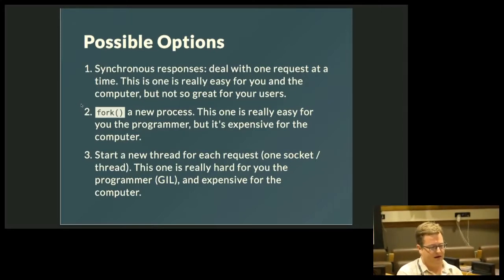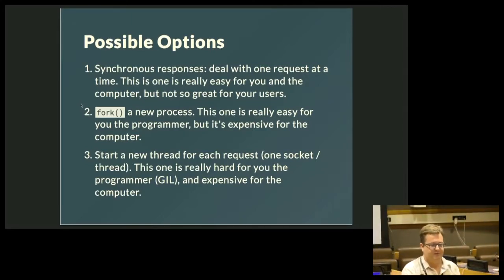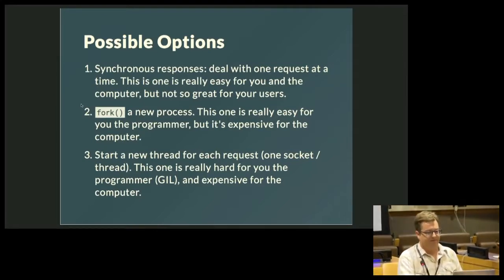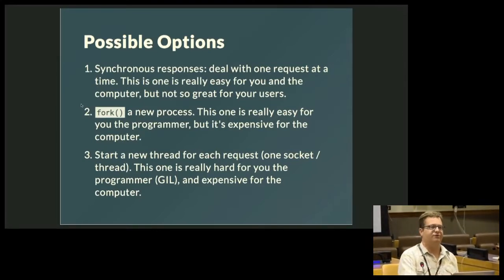Well, there's really three. We could have synchronous responses where we deal with one request at a time. This is easy for you, but it's not so great for your users. The person who just wants to see the home page, which would load very quickly and say hi there, is going to be waiting for somebody else who wants another page that's very slow. That's not really a great option. The second one is we could just fork a new process. This one is really easy for you, the programmer, but it's expensive for the computer. Spinning up a whole new process has a high expense for the kernel.